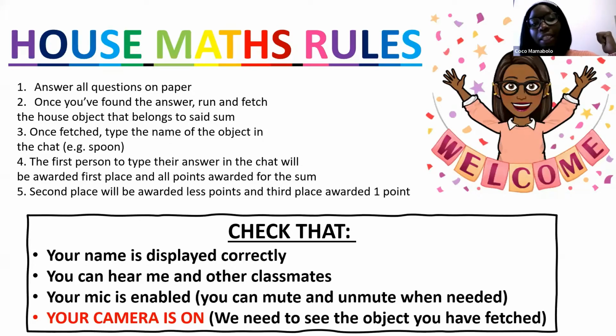Second, once you've found the answer, you need to run and fetch a house object that belongs to that sum. I'm going to explain what all of this means in just a bit. You're going to see exactly what I mean because we're going to have a practice round. And once you fetch this particular item, you need to type the name of the object in the chat, not your name. You need to make sure that you type in the object. And we'll see how all of this works in just a bit.